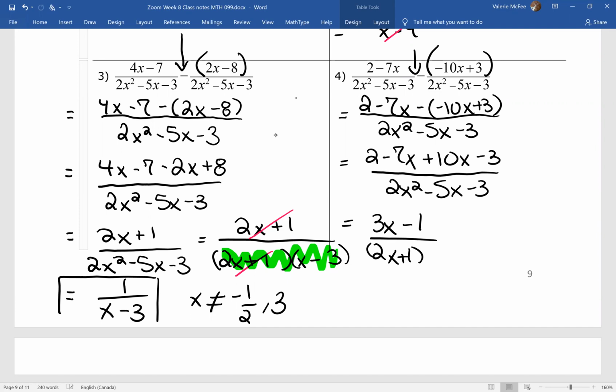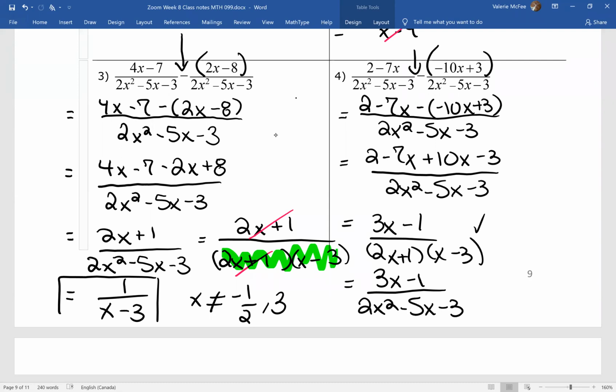2x plus 1 over x minus 3. There are no common factors to divide out. So if you're asked for factored form, you would leave it there. If you're not asked for factored form, you would have to multiply out those brackets.